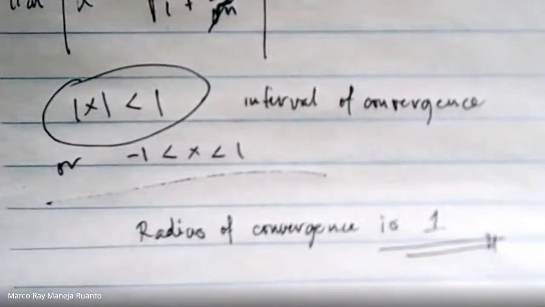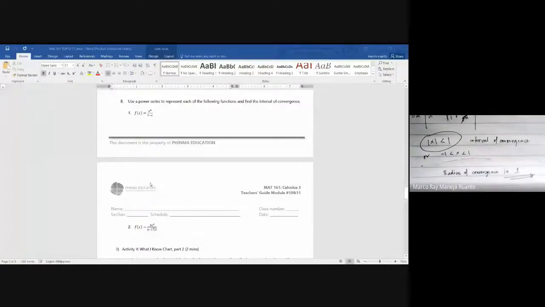Let's go back again. Number 11. Okay, let's say for example: use a power series to represent each of the following functions and find the interval of convergence. So this is number 1.